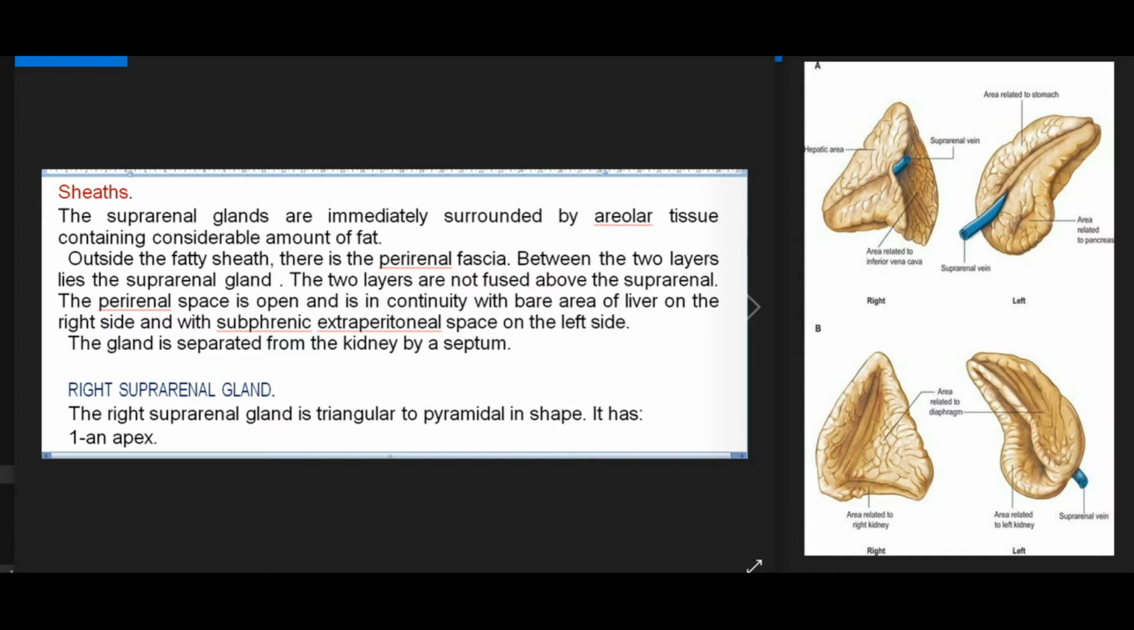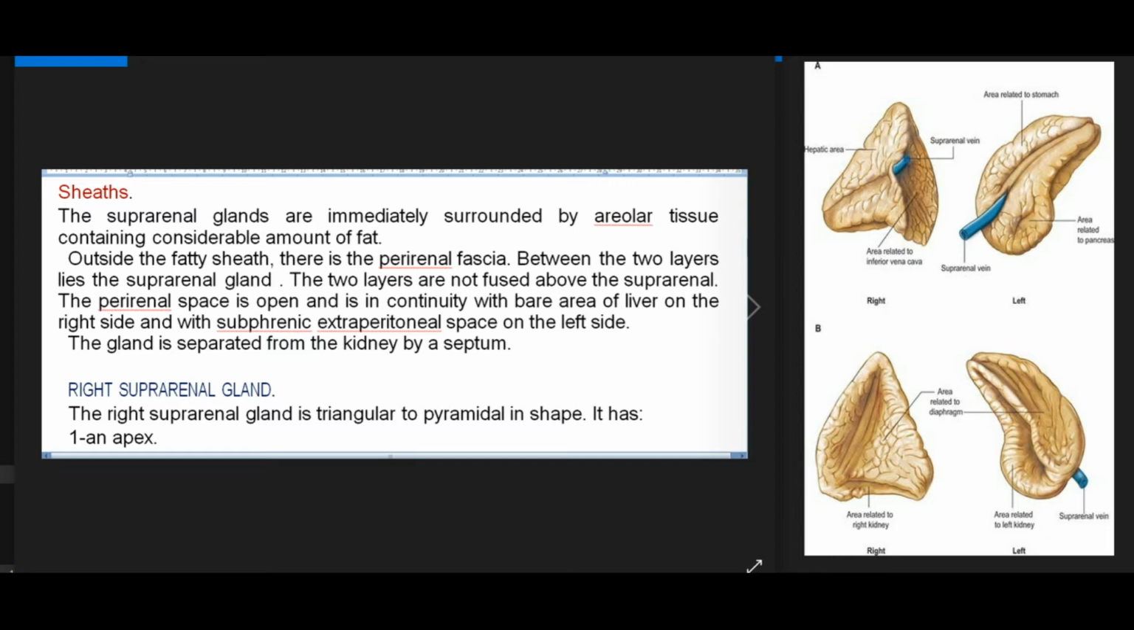Sheaths. The suprarenal glands are immediately surrounded by areolar tissue containing considerable amount of fat. Outside the fatty sheath, there is the perirenal fascia. Between the two layers lies the suprarenal gland. The two layers are not fused above the suprarenal. The perirenal space is open and is in continuity with bare area of liver on the right side and with subphrenic extraperitoneal space on the left side. The gland is separated from the kidney by a septum.